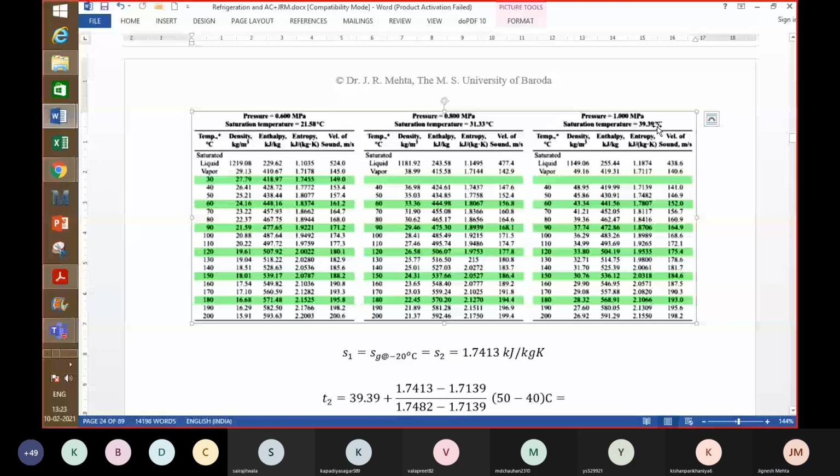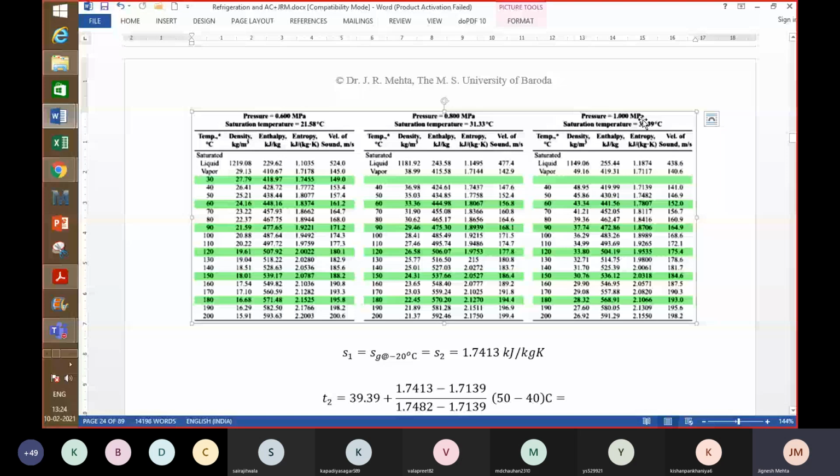Though this is a superheated property table, it also provides saturated properties. So the saturated properties of the refrigerant, the liquid and vapor, are also given, and then the properties at temperatures higher than the saturation temperature of 39.39 degrees Celsius are also provided. So at 40 the properties are given, at 50 the properties are given, and so on.